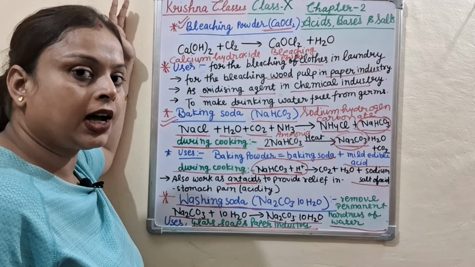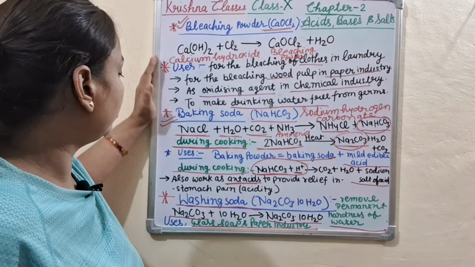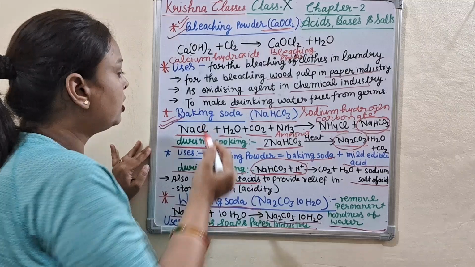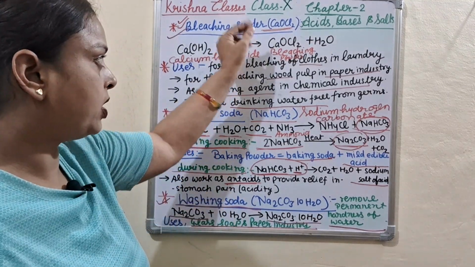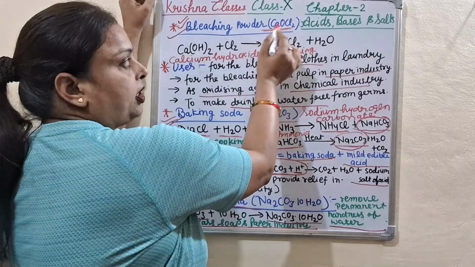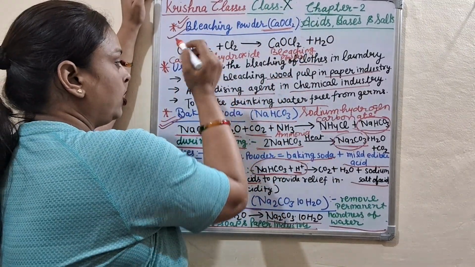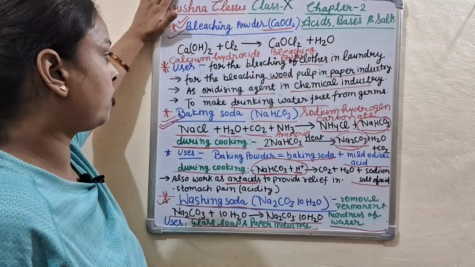I repeat my class again. Here we have studied 3 topics. First is bleaching powder, second is baking soda, and third is washing soda. First is bleaching powder. Formula is CaOCl2. How is it formed? When calcium hydroxide reacts with chlorine gas, then bleaching powder and water are formed.